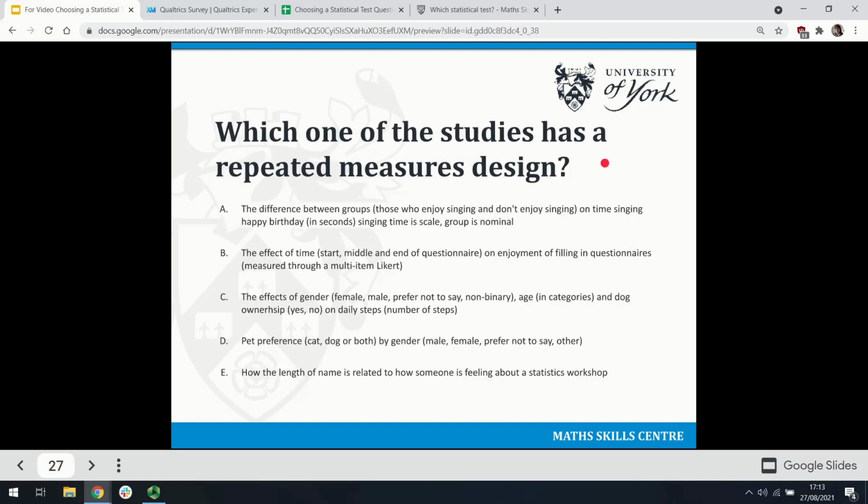So with that in mind, we've got 5 studies here, but only one of them is a repeated measures design. I want you to think about which one of these have we taken the same measure multiple times from a person. So you can stop the video and have a think about that.